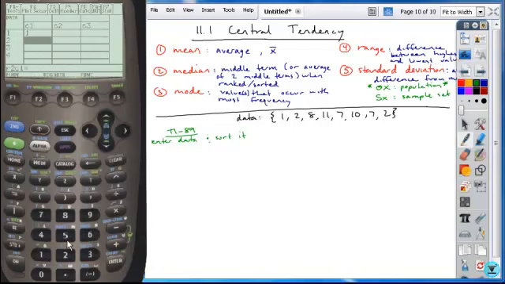So 1, 2, 8, 11, 7, 10, 7, and 2. Okay, so we have these 8 pieces of information, or 8 values, entered in our calculator. What we next want to do is sort it. You can use your calculator to sort: Utilities tab, F6. You can choose Sort Your Column, number 3, and that puts it from smallest to largest.